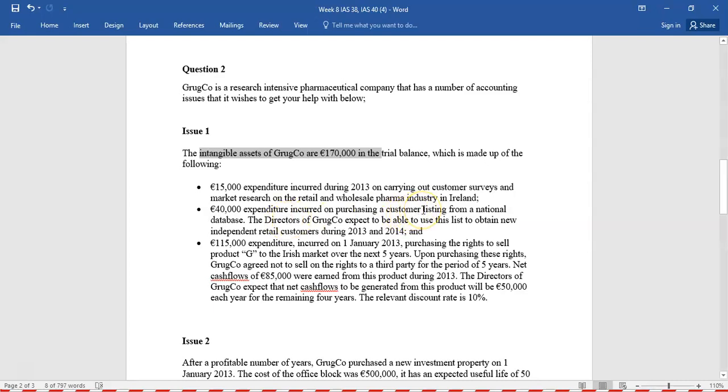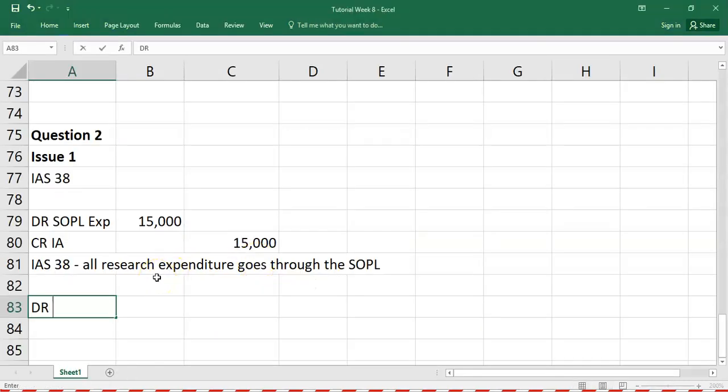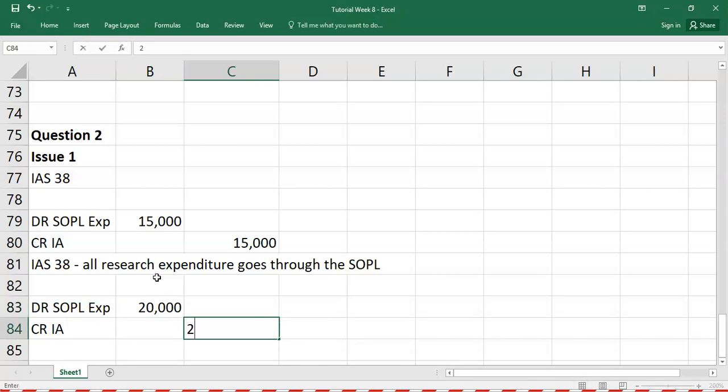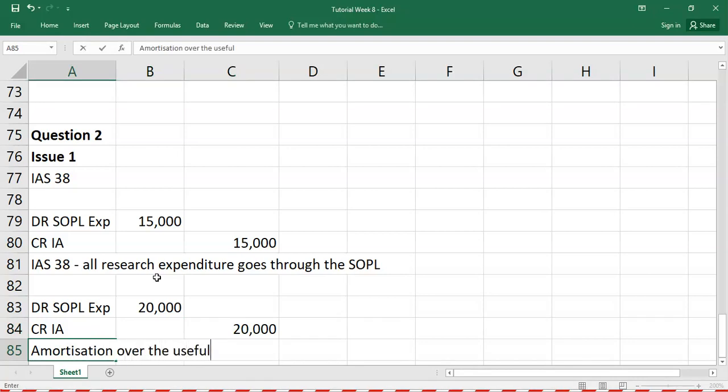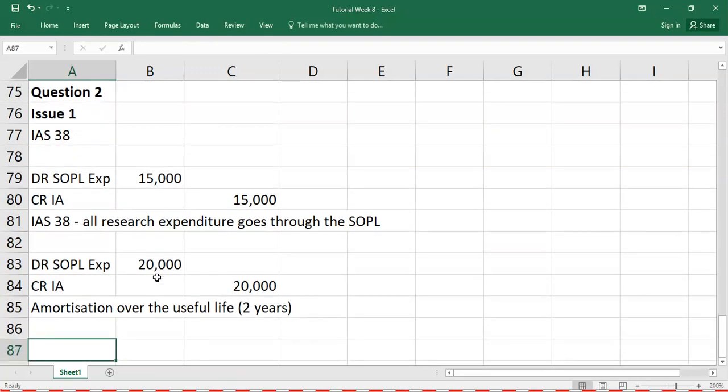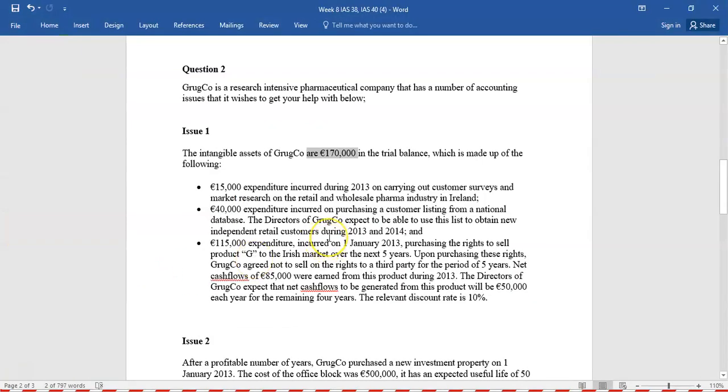40,000 was spent on purchasing a customer listing. So that's fine because you actually spent the money. So that would have been debit intangible assets, which is up here, and credit bank. And you're told they expect to be able to use this list to obtain new customers during 2013 and 2014. So it's kind of an indirect thing you have to remember here is you have to amortize that 40,000. It's a useful life of 2 years. So you're going to debit SOPL expense and you're going to credit intangible assets 20,000. And that is going to be amortization over the useful life, which in this case is 2 years. So you have to watch for the guidance in the question is, it is correctly capitalized because you purchased an intangible asset, a customer listing, but it should be amortized over its useful life. That's why you're told they're going to use this over 2 years.